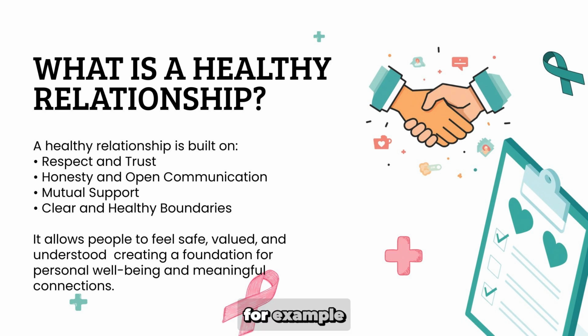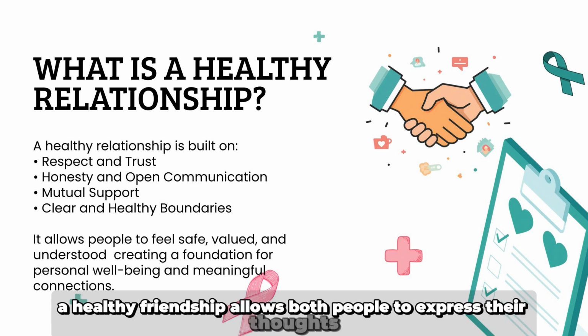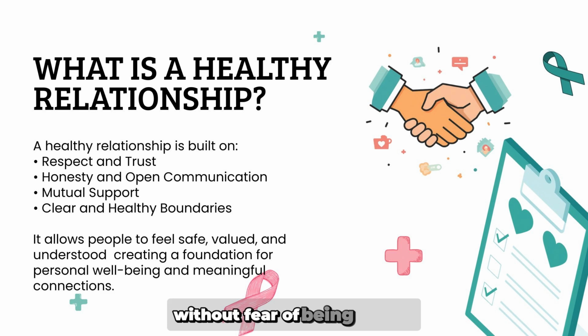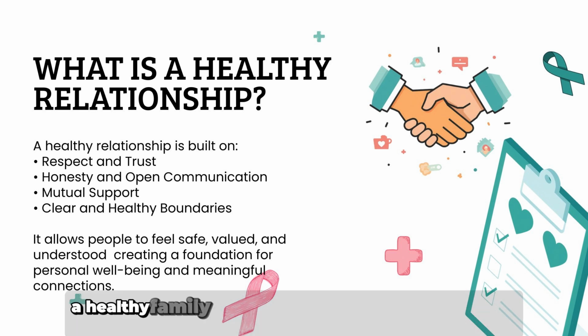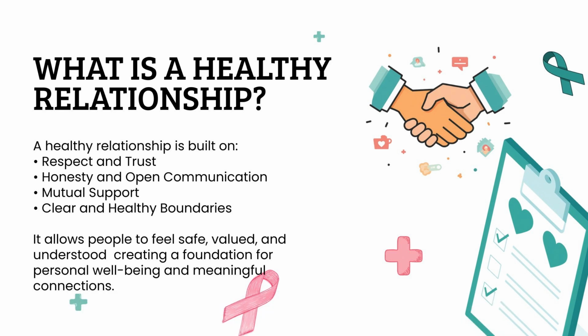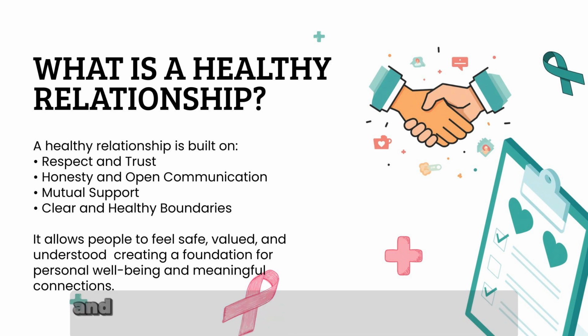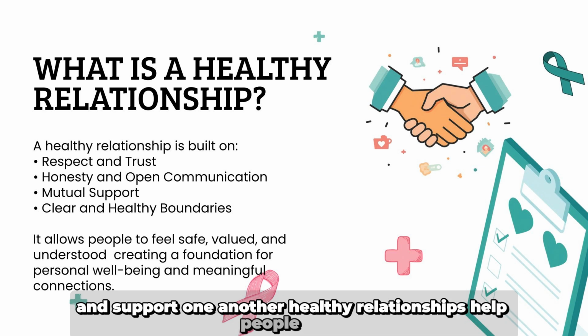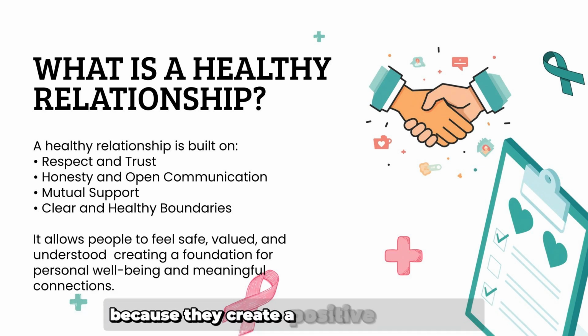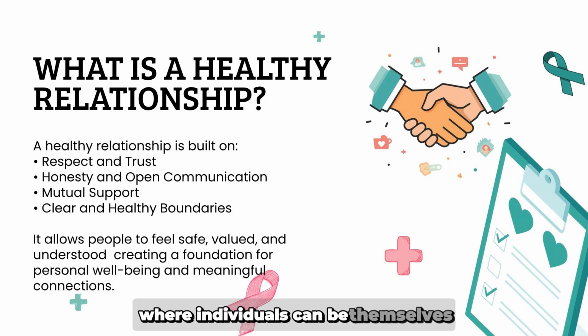For example, a healthy friendship allows both people to express their thoughts without fear of being judged. A healthy family relationship allows members to talk about problems respectfully. A healthy classroom relationship allows students to work together and support one another. Healthy relationships help people grow because they create a positive environment where individuals can be themselves.